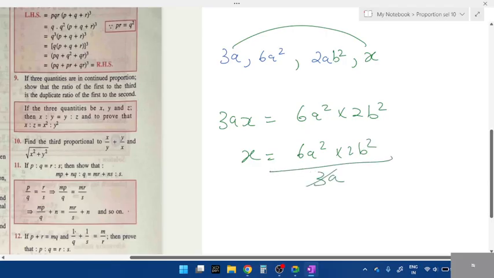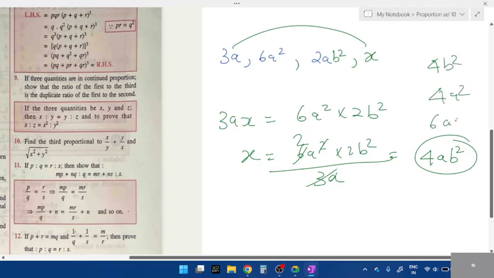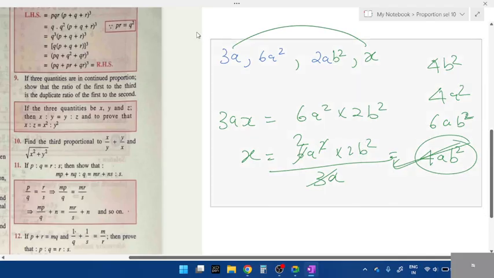3 ones are 3, 3 twos are 1a, and 1 gets cancelled. What's the value? 2 twos are 4. 4ab square. See, these questions will definitely come for MCQ, not for the main 3 marks. All these are simple ones. Okay, in exam they'll give you this question. I'll give you 3 options: 4b square, 4a square, 6ab square. So your option should be 4ab square. Clear? All of you understood?